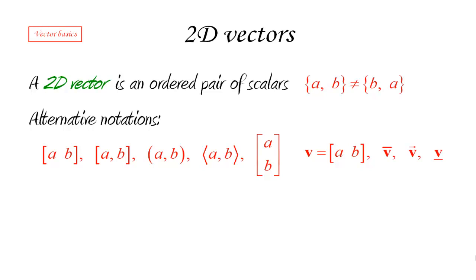Now, this is what a vector is, but as you can notice, this is pretty abstract, right? It's two numbers, first one, then the other. So what are we going to use it for?